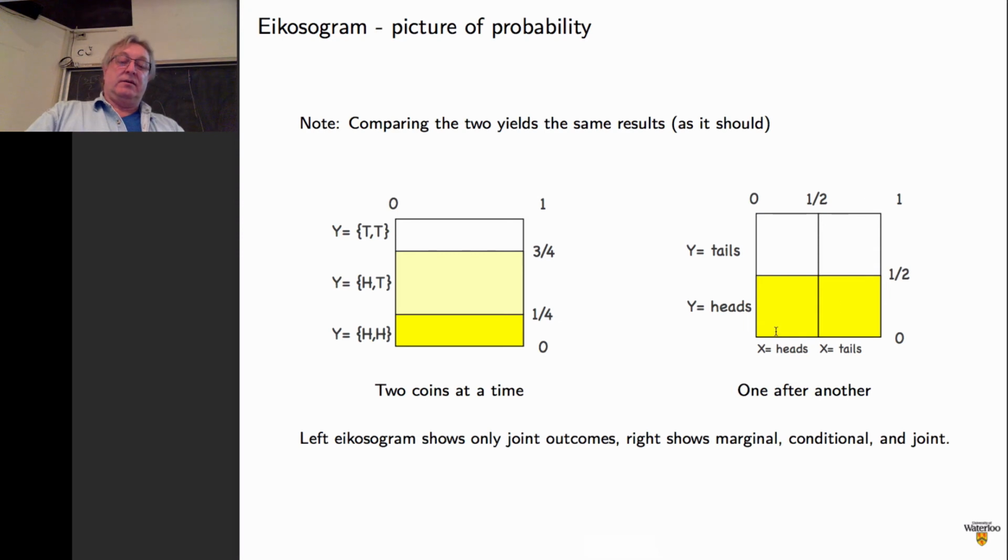So I can get any of those events from this. I can get the conditional probability of y given x. I can get the marginal probability of x. And if I want the probability of heads, well, that's surely got to be all of this. Y is heads. That's going to be all of this yellow. So the probability the second coin is heads is this area here plus that area there, which is a quarter plus a quarter is a half. See, this is a rectangle, it's a half times 1. Okay?